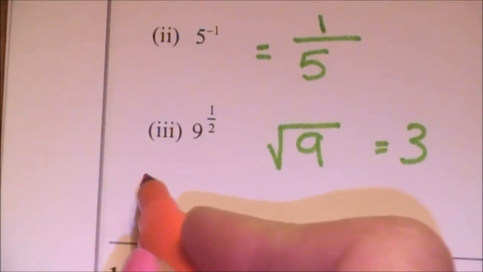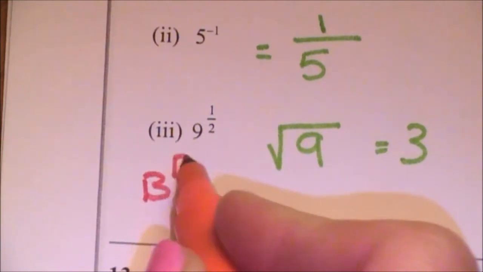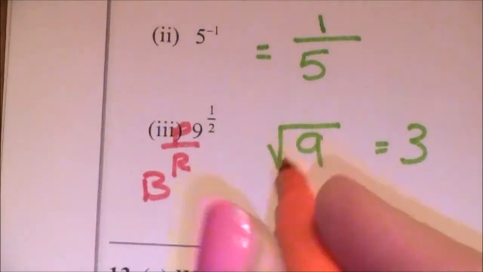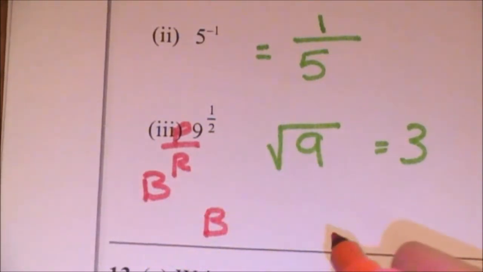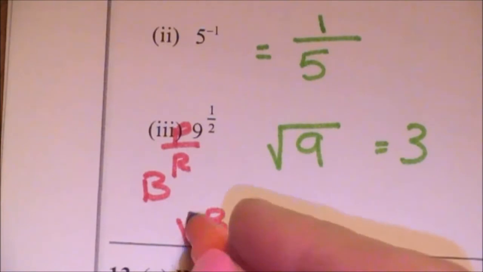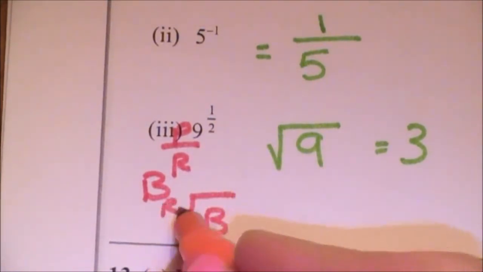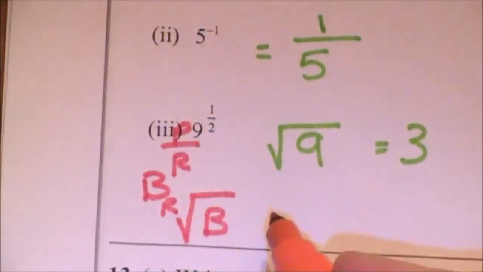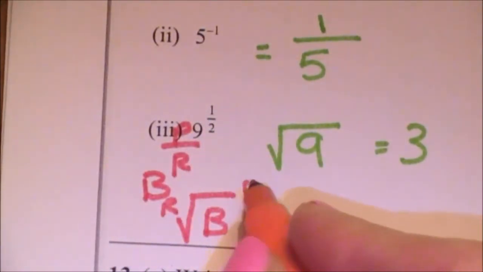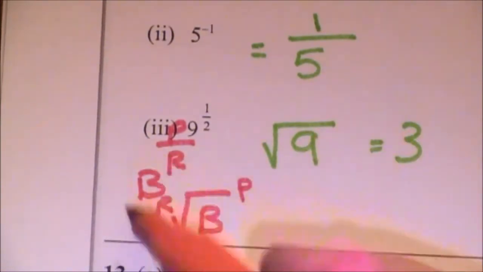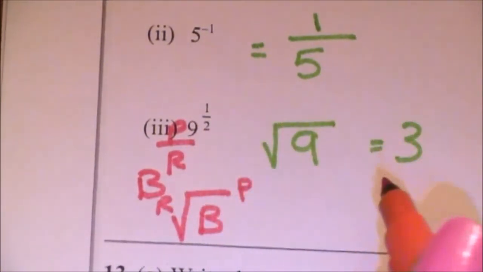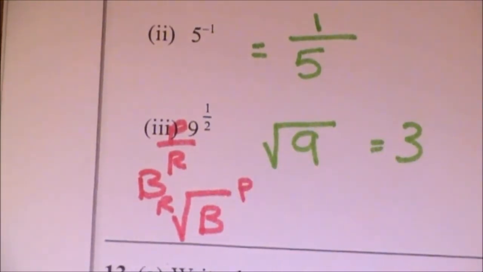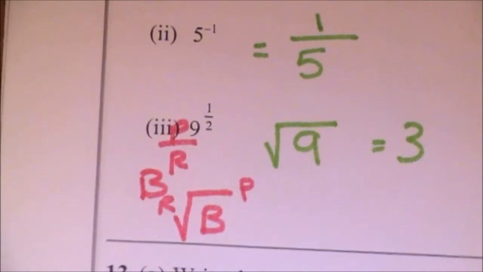Well, I use that to remember what to do, because with indices, you've got your base, your root, and your power. So whatever your base number is, you write it down. Then whatever the bottom of your fraction is, you write that as a power, as the root. And then whatever your top number is, your numerator, that's your power. And that's how I remember, if I can't remember the fact that the power of a half is the same as the square root. So remember, BRAP.